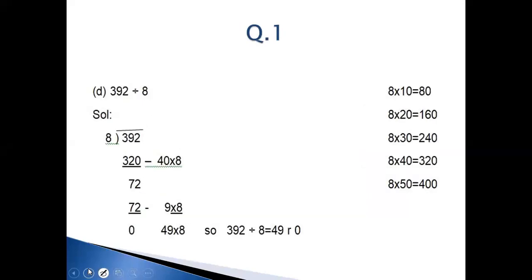Let's move to the next part of question number 1. Here I have chosen part D. This is 392, which is used as a dividend, and 8 is a divisor. So here in front of the question, I have done the working. 8 multiplied by 10 gives 80, 8 multiplied by 20 gives 160, 8 multiplied by 30 gives 240, 8 multiplied by 40 gives 320.